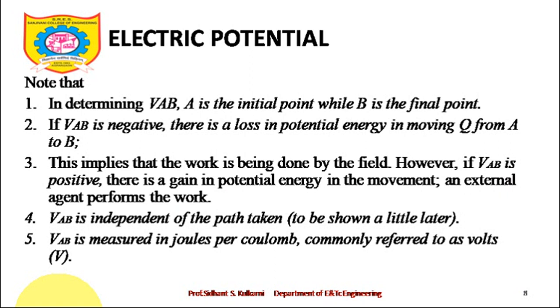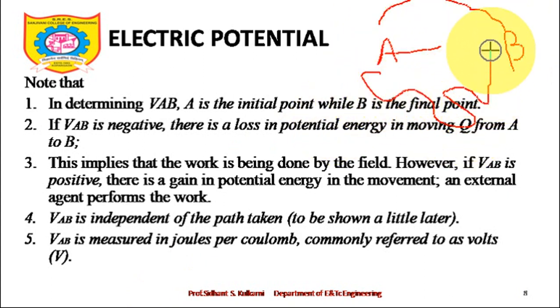And VAB is independent of the path taken. This is the last important point that you must understand. That means if there are 2 points A and B, and I calculate from A to B by taking a path like this or a path something like this, if A has a certain potential and B has a certain potential, VAB is always independent of the path taken.